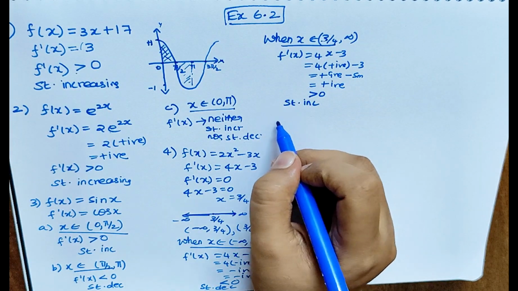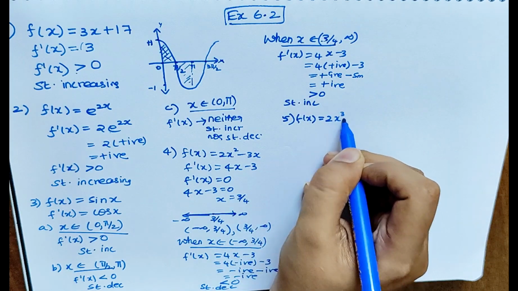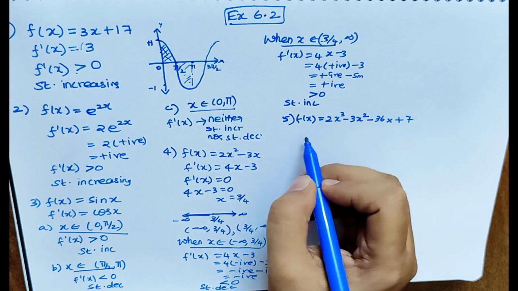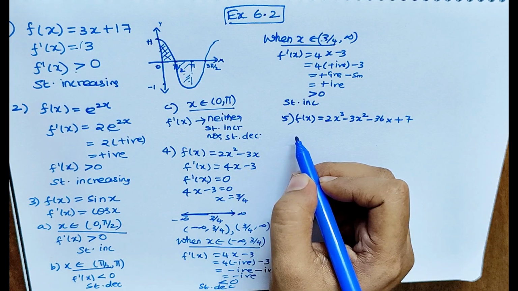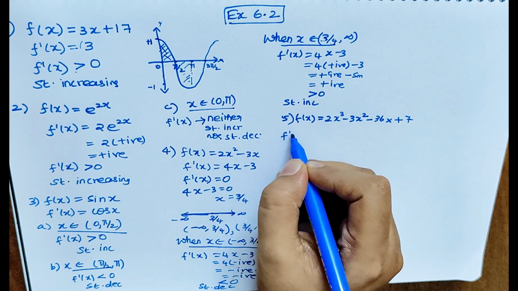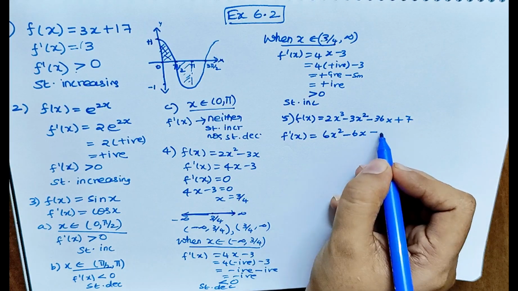Okay. Question number 5. f of x is 2x cube minus 3x square minus 36x plus 7. We need to find in which intervals the function is strictly increasing and strictly decreasing. The derivative will be f dash of x is 6x square minus 6x minus 36.